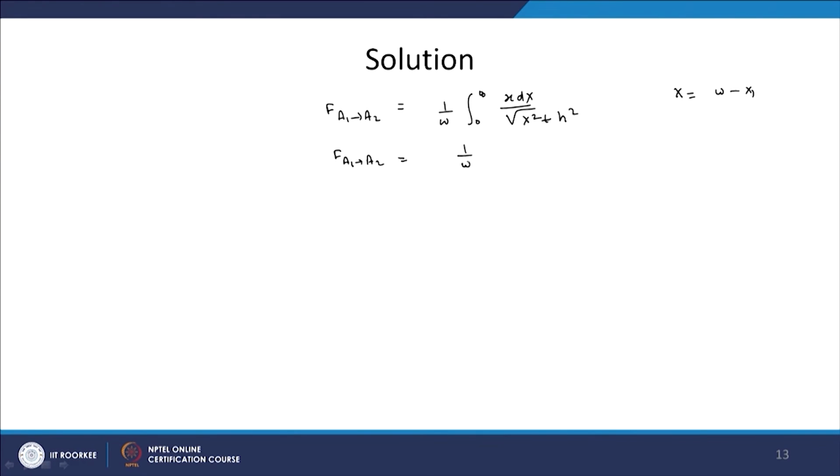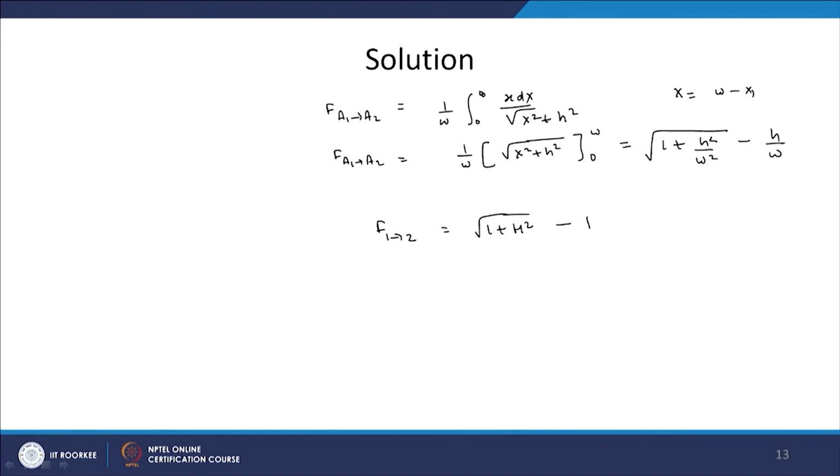This will be equal to 1 upon w, root of x square plus h square from 0 to w, and this will be equal to 1 plus h square upon w square, minus h upon w. So, this is the view factor basically. F 1 to 2 for this configuration using the area integration technique is simply root of 1 plus h square, minus h, where h is equal to h by w. So, this is how you can apply the area integration technique and find the view factors.